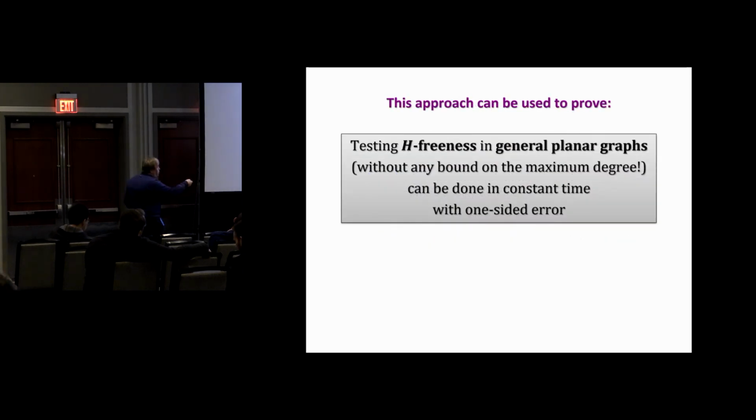And with this approach, we're able to prove our main result: if we are given a planar graph and a graph H of constant size, we can check whether the graph contains H or is epsilon-far from H with a constant number of queries, and this algorithm has one-sided error.